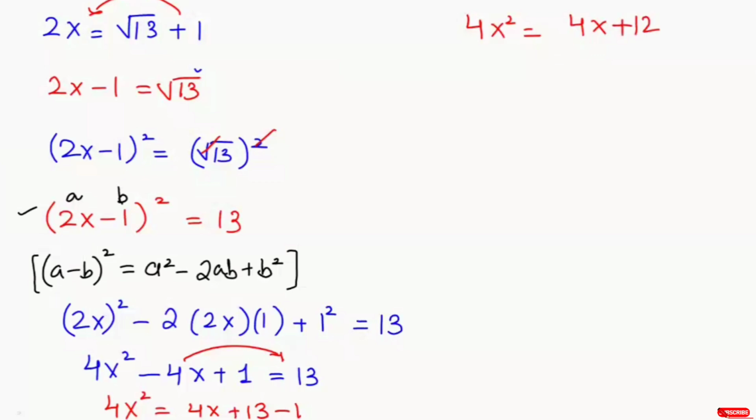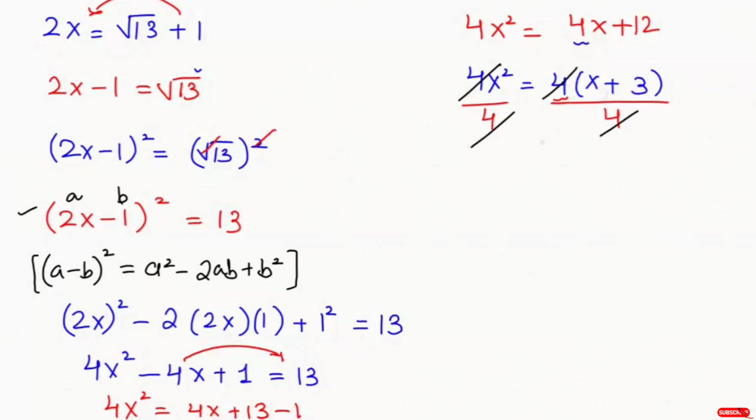Next, I will take the common factor of 4. 4x squared equals 4 times (x remaining plus 3, since 4 times 3 is 12). Now this 4 is multiplying, so I will divide both sides. This and this get cancelled, this and this get cancelled. So the x squared we get here is x plus 3.